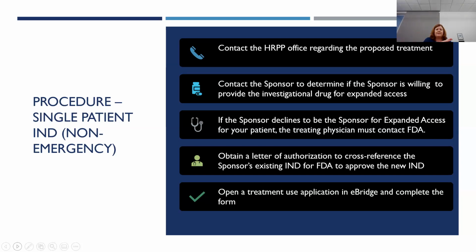So at that point, you need to have a letter from the sponsor that allows the FDA to look at all of the data that they have under that existing IND for the FDA to approve this new IND. Even though it's for a single patient, that's the approval process to get access, so the sponsor can ship the drug to you under that IND. And then finally, the last piece would be to open that treatment use application in eBridge and fill out the contents of that eBridge application.